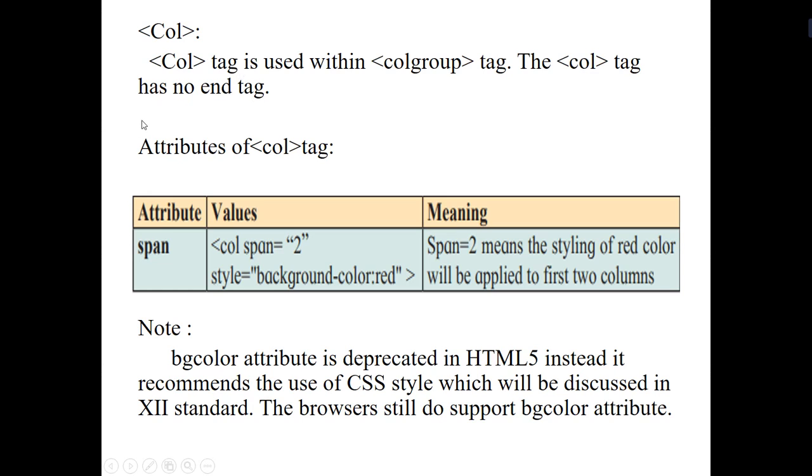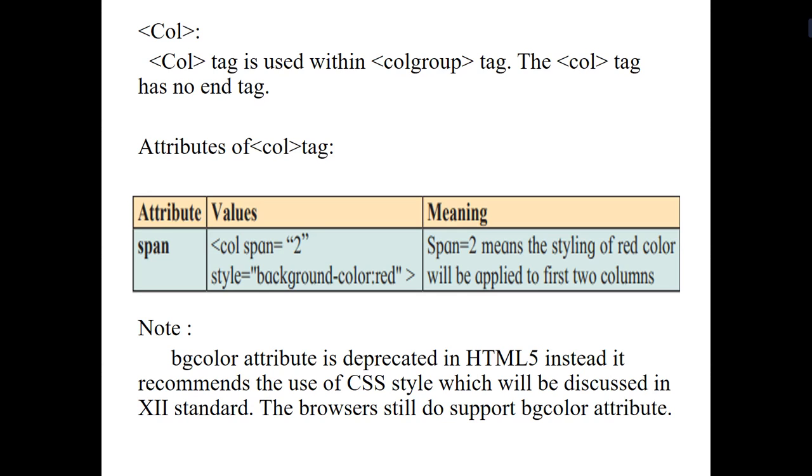And col is nothing but it is again one attribute which is used within your colgroup. So col is the attribute or col is the tag that we use within the colgroup tag. The col tag has no end tag, so there is no end tag for the col. It is used within your colgroup tag.